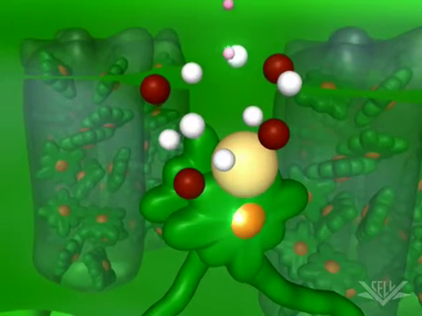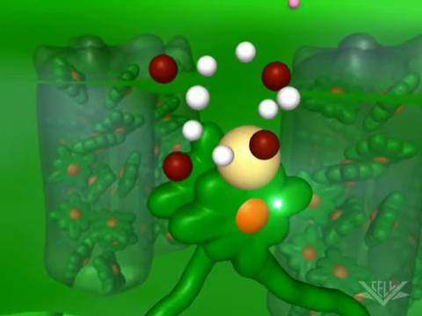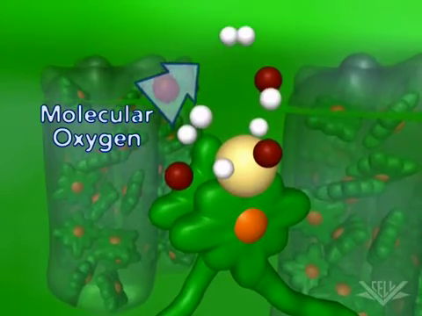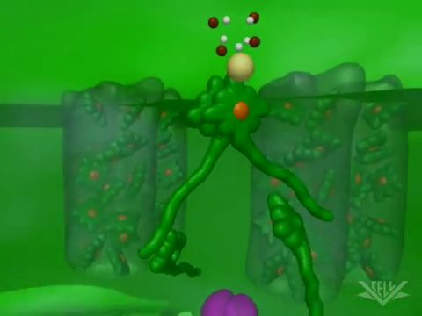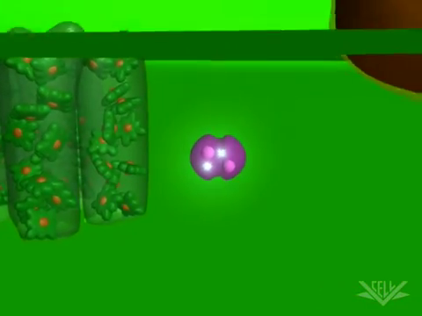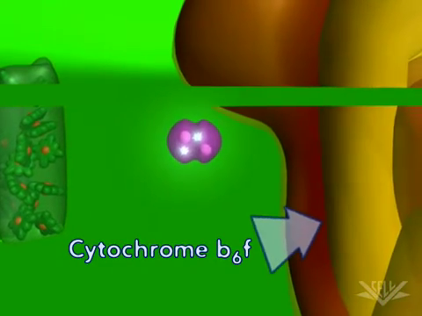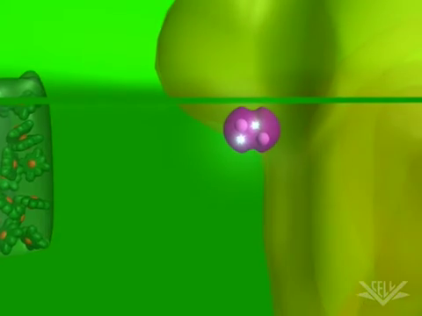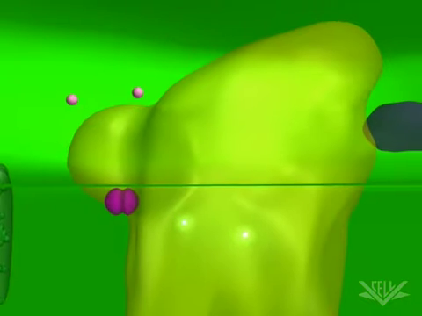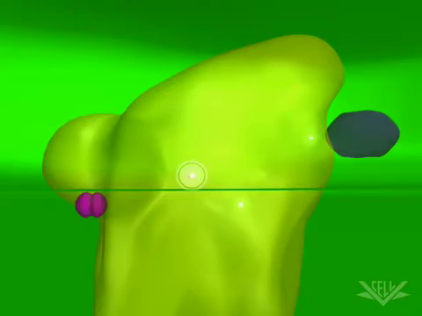This contributes to a hydrogen ion gradient, similar to the one created by mitochondrial electron transport. After 2 water molecules have been split, 1 molecule of molecular oxygen is created. Plastoquinone QB then transfers the 2 electrons to the cytochrome B6F complex. The 2 protons it picked up are released into the lumen. These transfers are coupled with the pumping of 2 more hydrogen ions into the lumen space by cytochrome B6F.